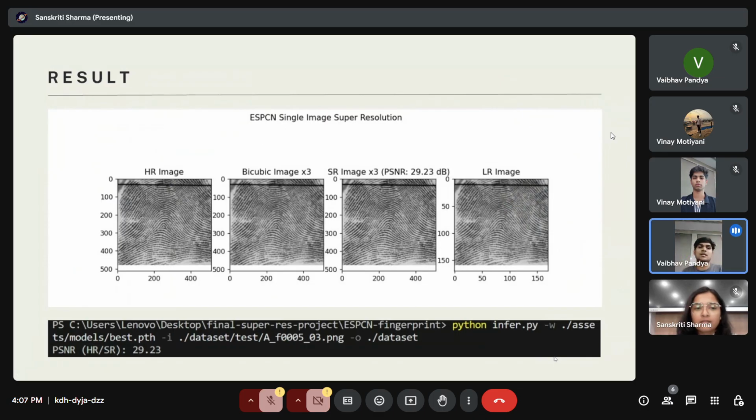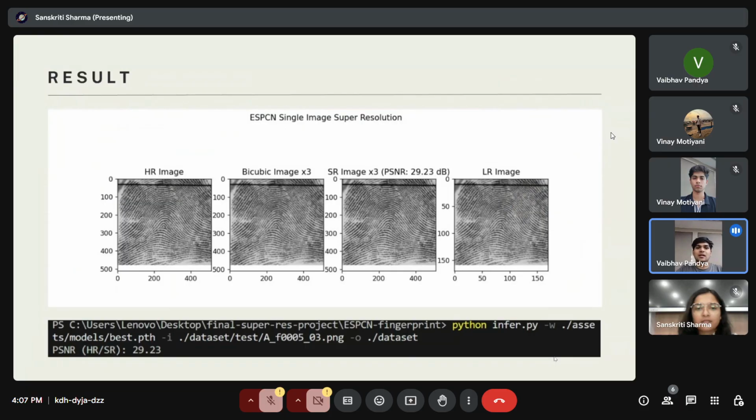So as you can see in the result, we have got about 4 images. First one is the high resolution image. We have given the low resolution image, which is on the right of the image, in the form of the LR image. And then we have the bicubic image, which is the traditional form where deep learning is not used. And the third one is the super resolution image, where we have used deep learning.